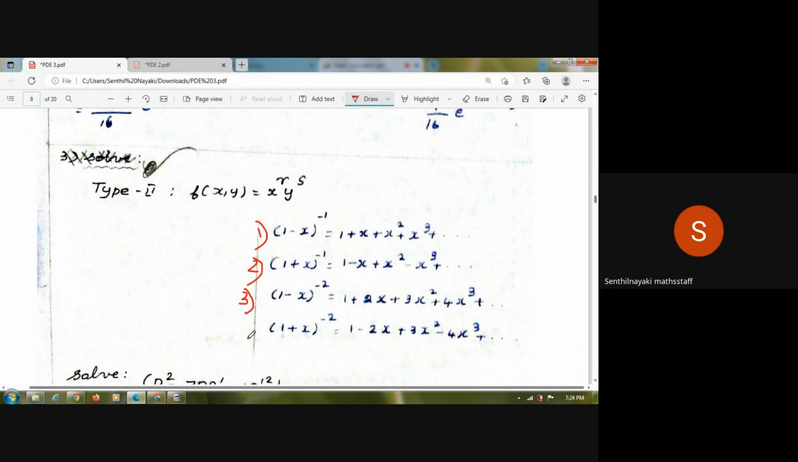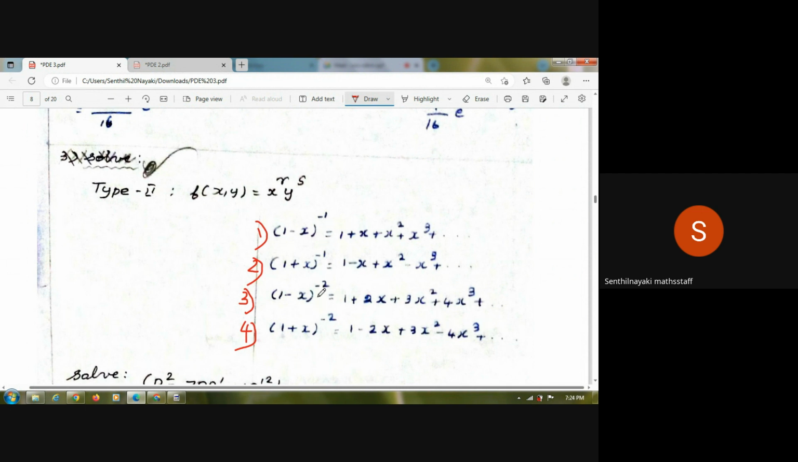Okay, the fourth formula. If it is plus here and minus here, the right hand side should come with the alternate sign. So the second and fourth formulas are almost the same. On the right hand side, alternately we get plus and minus signs. Similarly in the fourth formula, alternately we get plus and minus signs.